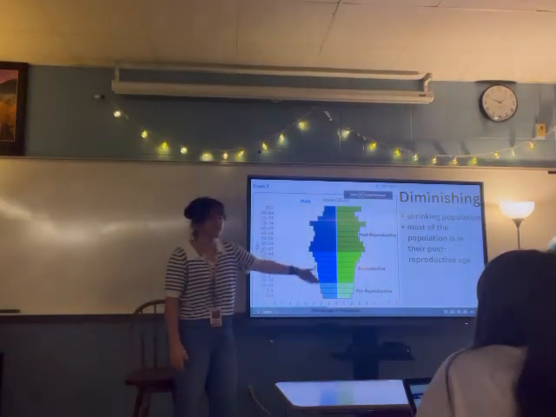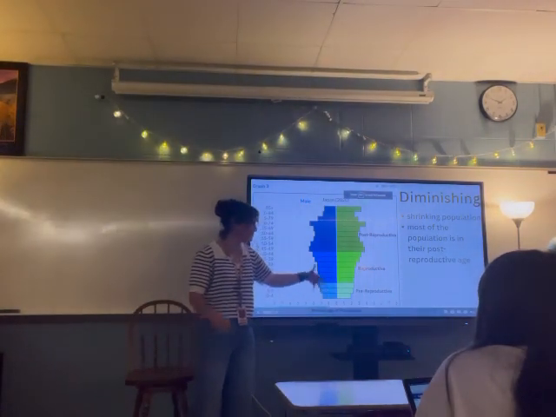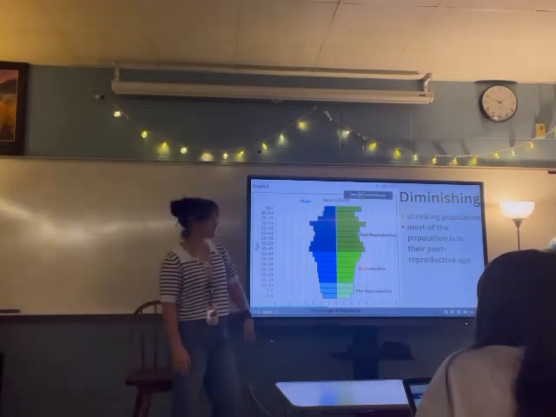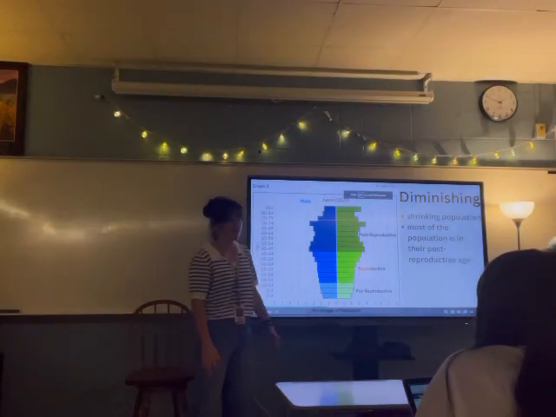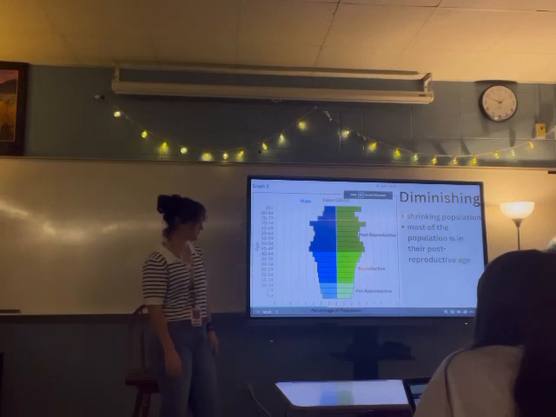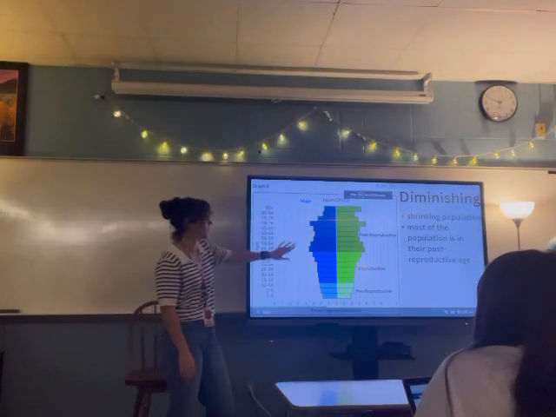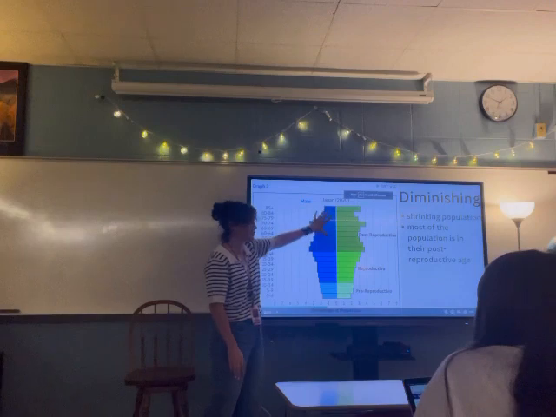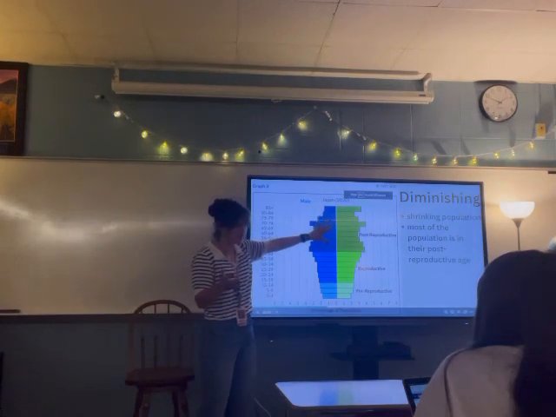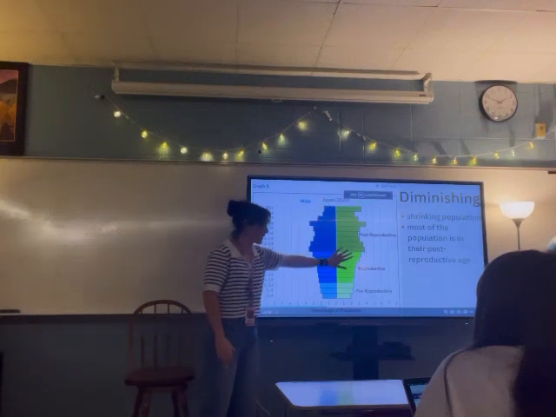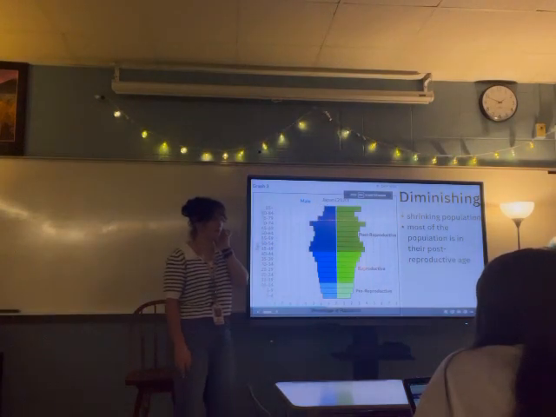But if the trend continues, are they going to produce more or less? Less, right? That's a prediction that we can make based on the trend that is shown on this pyramid. Most of the population is up here in our post-reproductive age. And so if they can't produce, because they're post-reproductive, then our population is not going to get any bigger, right?